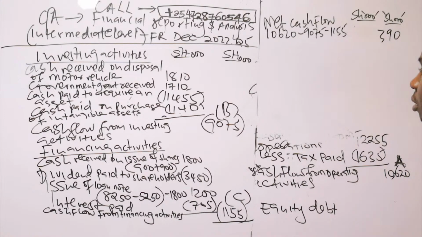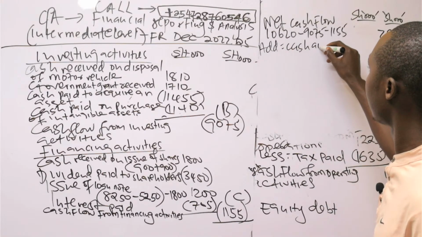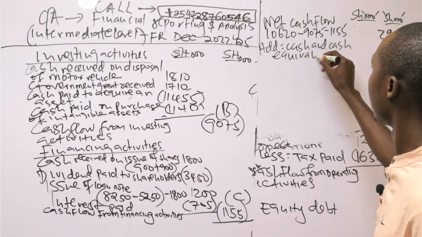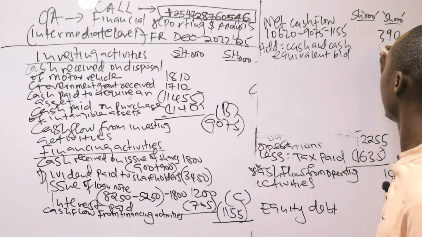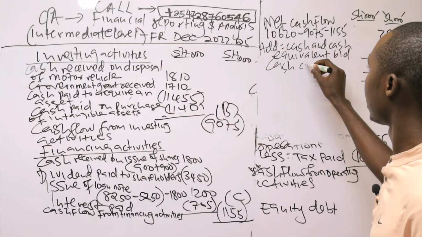So the 390. Then now you come here and add cash and cash equivalent, balance brought down, so that you get the cash and cash equivalent.